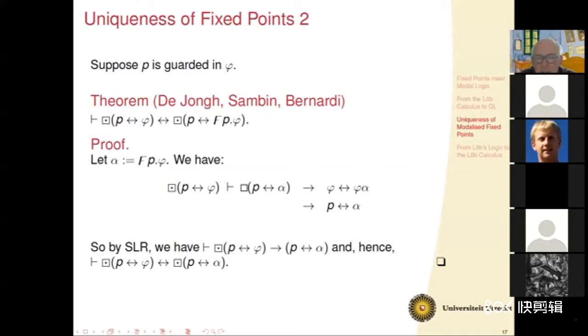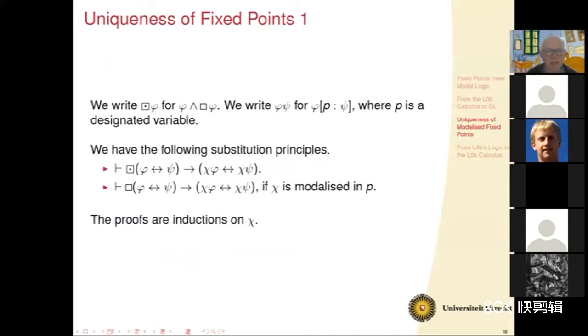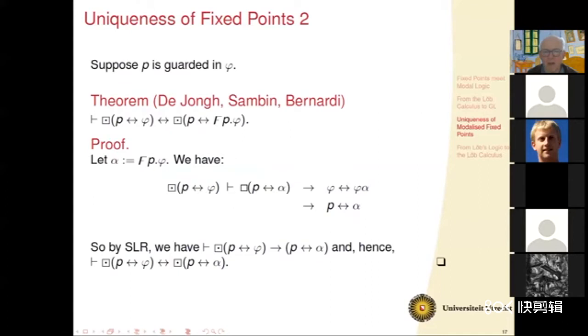Now suppose P if and only if alpha, then we do have phi of P if and only if phi of alpha. So why is that the case? Well, because P is guarded in phi, right? So what we are using is the second substitution principle. So P is under the box equivalent to alpha.